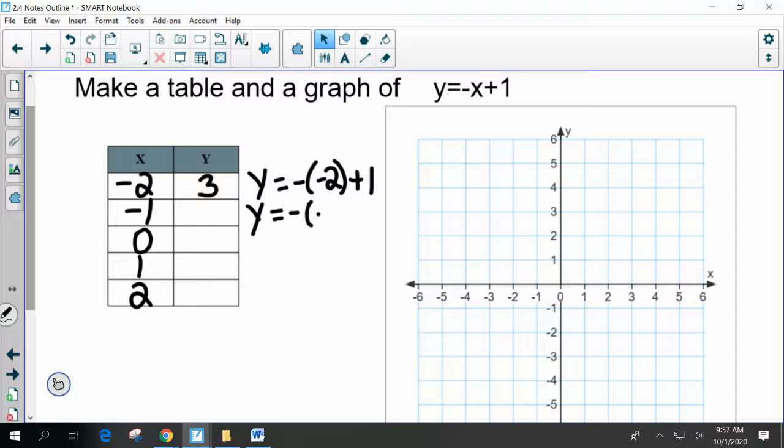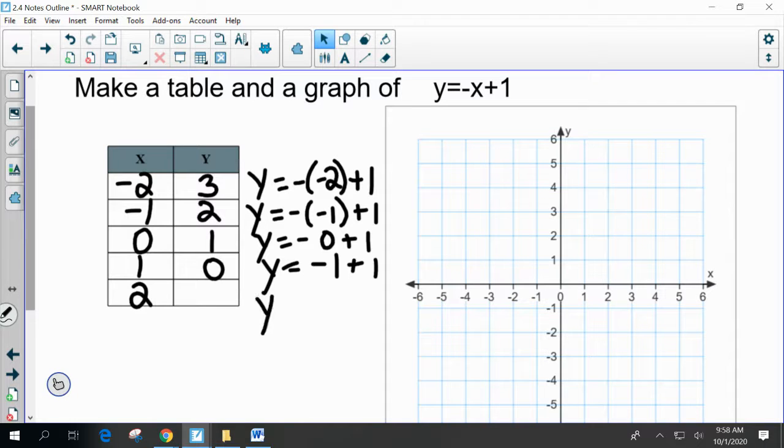Y equals negative 1 plus 1. Y equals negative 0 plus 1. Just be 1. Negative 1 plus 1. 0. Y equals negative 2 plus 1. Negative 1. And then plot your points and graph.